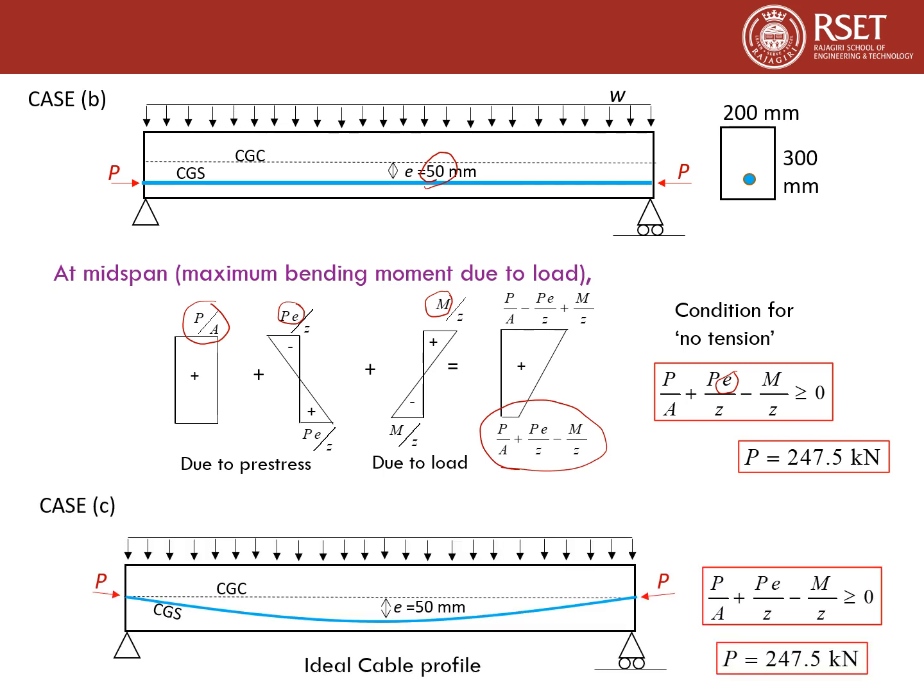Now considering the parabolic cable will be exactly the same because at the midsection the eccentricity is again 50 mm. So at the midsection the stress for no tension condition will be the same, and the same value of P is required. But if you look at both these cases, the difference is that at all other sections the stresses will be lesser for the parabolic cable. So it is generally preferred for a simply supported beam subject to uniformly distributed load.